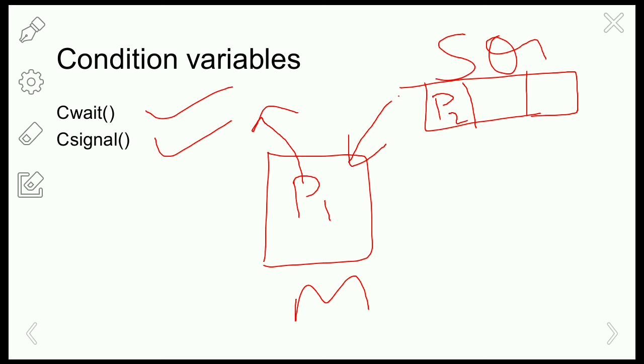Okay, so in the case of the C wait, a process will enter the monitor and it will lock the monitor. If any other process tries to access the monitor, then it will be placed in the suspended queue. And C signal means if the process finishes the execution, then the process which is waiting in the suspended queue will be called back and allowed to enter the monitor.